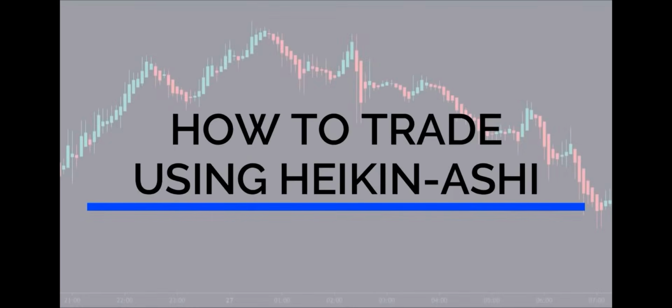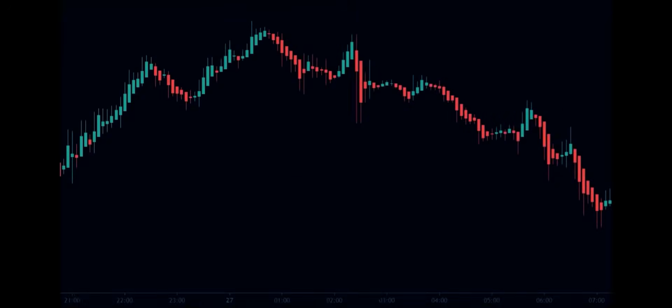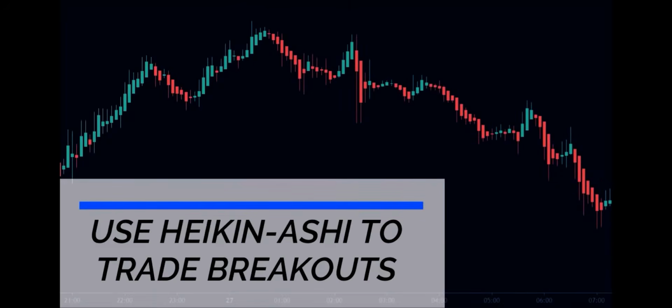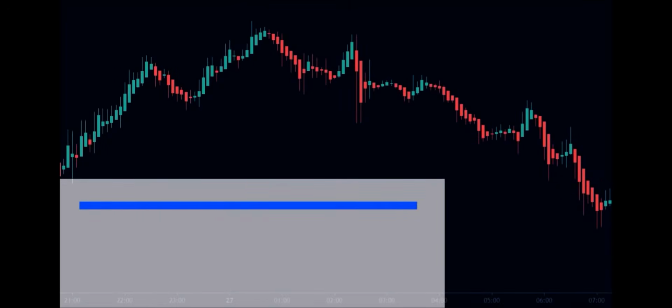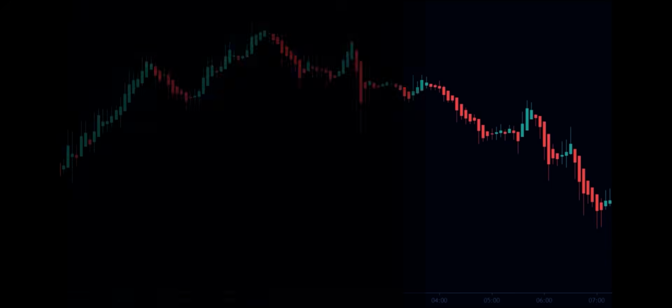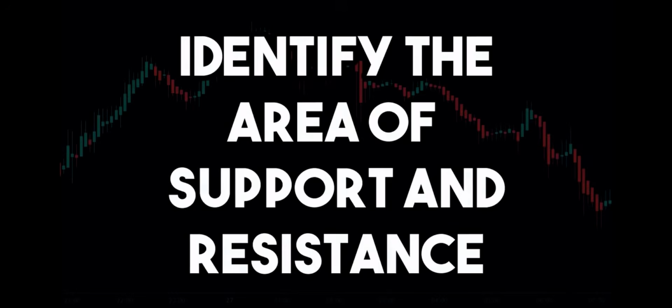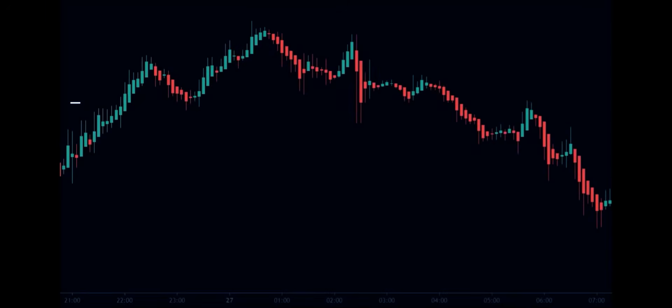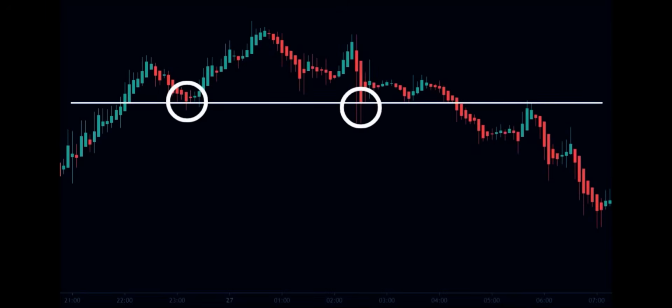We will now use this knowledge and combine it with other technical tools for trading. So first, let us use Heikin Ashi charts to trade breakouts. Look at this chart. Here we have the Euro-USD pair on a 5-minute chart. So first, we want to identify the area of support and resistance. Here we can see that the price has found support twice. Hence, when the price approaches this level the third time, we want to pay attention.